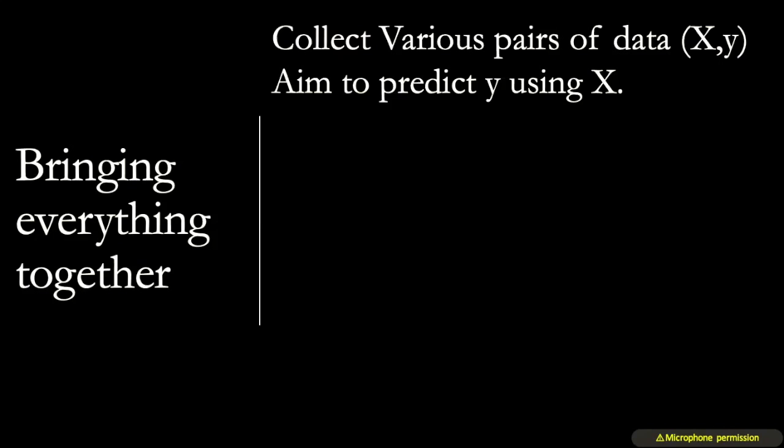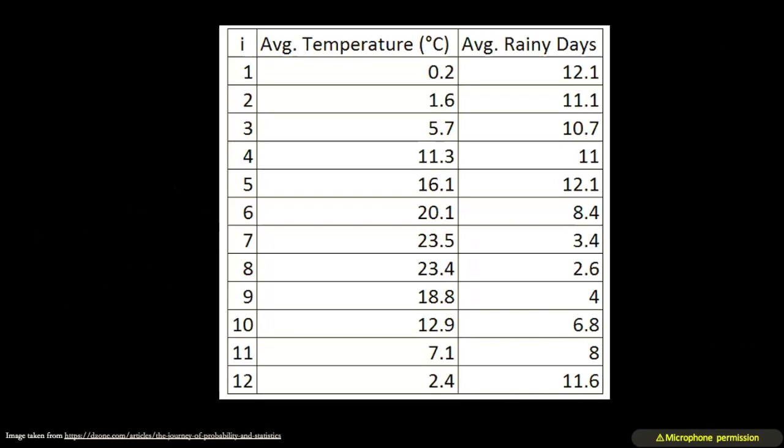Before we start any machine learning problem, we need to collect data. And in the case of simple linear regression, we want to collect various paired sets of data. This is an example of the paired sets of data we aim to collect. Here we collected data on the average temperature, which is the independent variable, and the number of rainy days, which is the dependent variable. And we did that for every month.